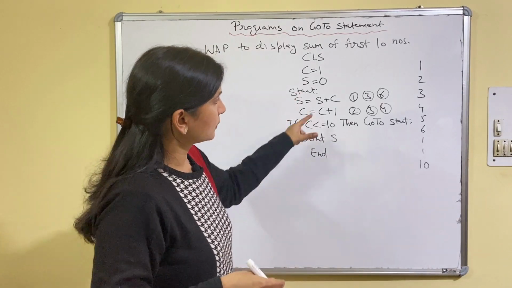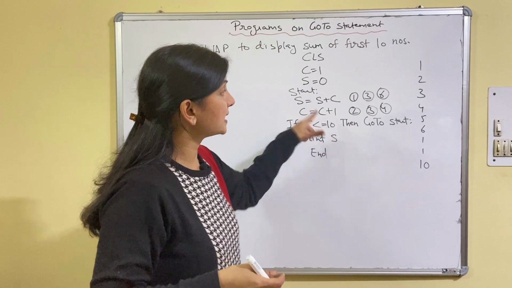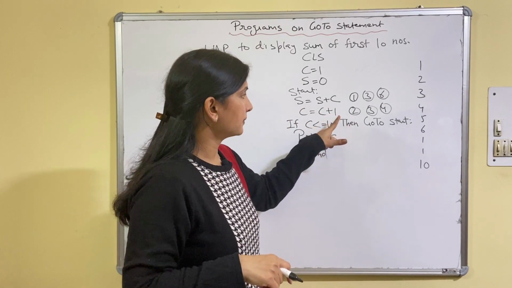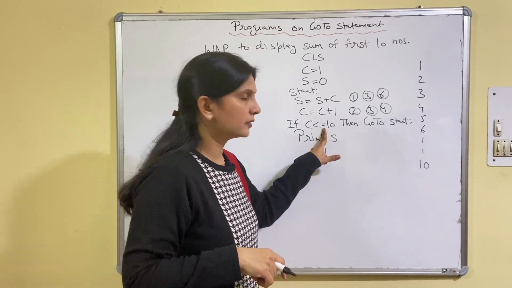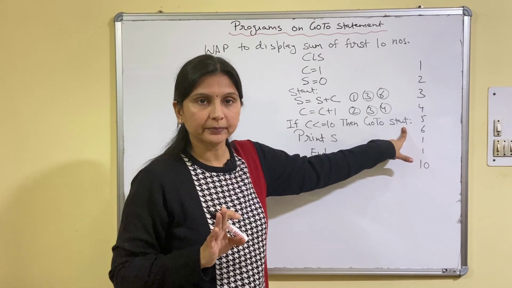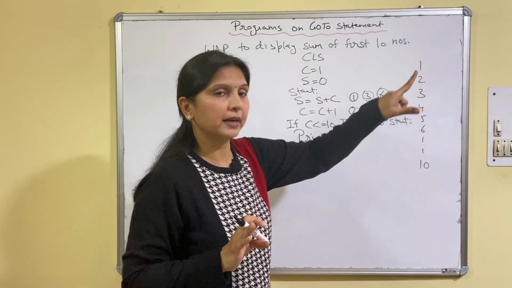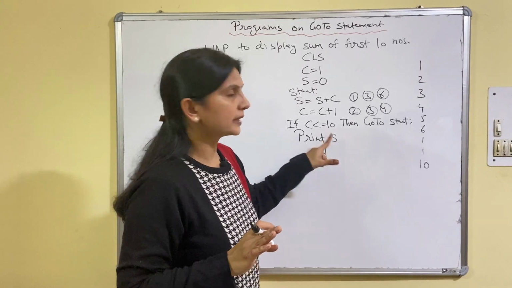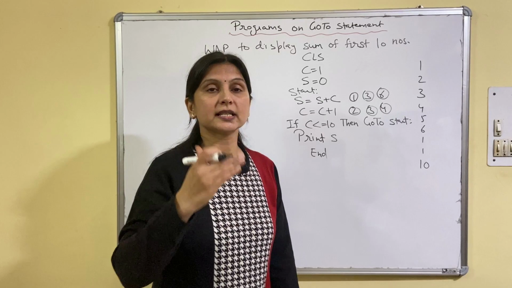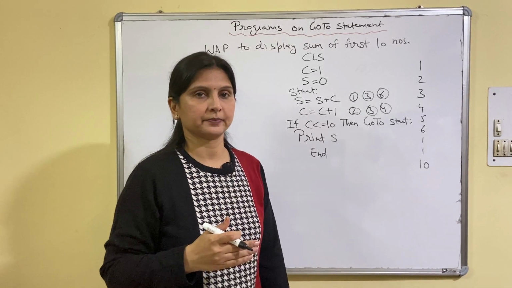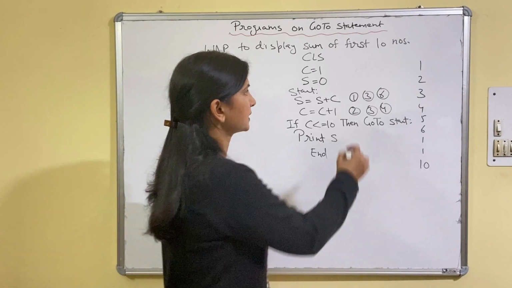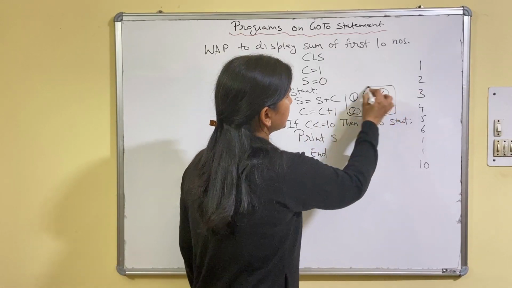And when will it come out? When the value of c becomes 11. As the value of c becomes 11, the condition will be false here. It will skip the then part. It will not go there. Fine. It will skip the then part. It will come out and print s. So in s, what do we have? In s, we have the total sum of the numbers 1 to 10. Fine. It will be displayed and then the program ends. I hope it is clear. This was your rough work. No need to write it.